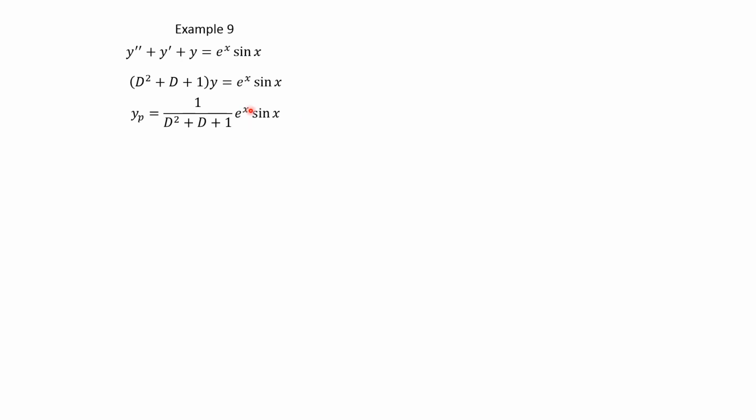There is an e to the x here, we can take it out. Now remember the formula: 1 over p of d times e to the ax times x is e to the ax times 1 over p of d plus a times x. This means that once you take e to the x out, we have to substitute d by d plus 1. Where do you get that 1? That is the exponent of x.